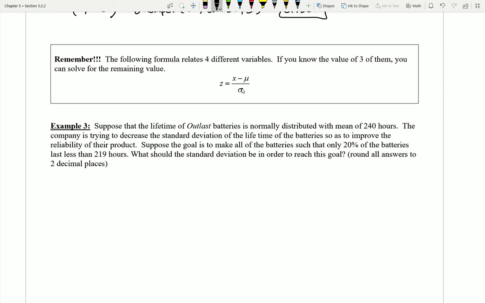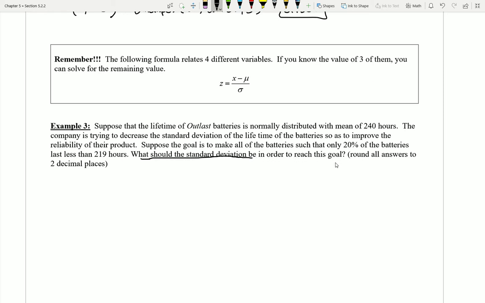So suppose the goal is to make all of the batteries such that only 20% of the batteries end up lasting less than 219 hours, right? They want to be able to guarantee this. They don't want a ton of batteries that are going to last under this amount. They expect a little fluctuation, but they don't want a lot. Look at the interesting question we have here. What should the standard deviation be in order to reach this goal?